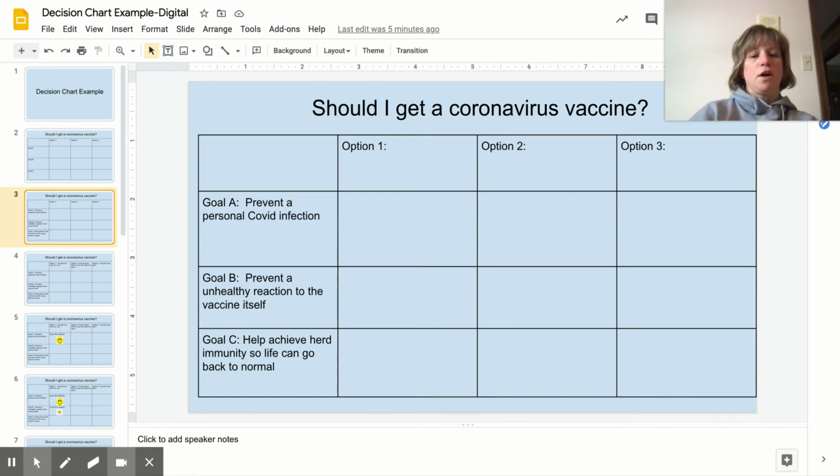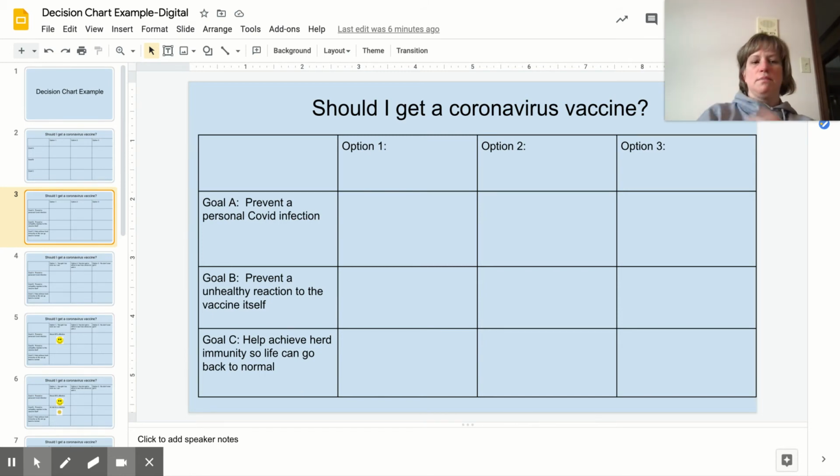That's when enough of our population gets vaccinated that the virus doesn't have enough hosts to go to keep spreading, and that way life can get back to normal. So those are my three goals: to prevent a personal COVID infection, prevent an unhealthy reaction to the vaccine itself, and to help achieve herd immunity.